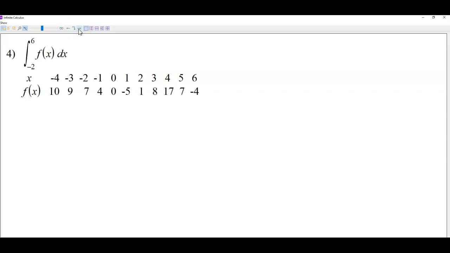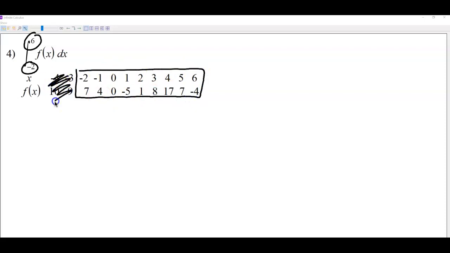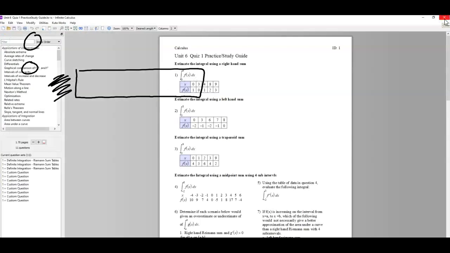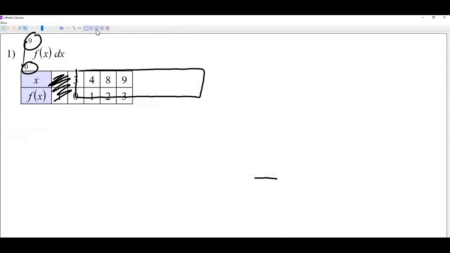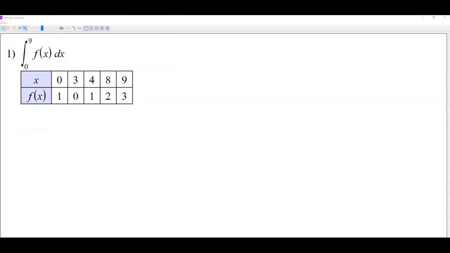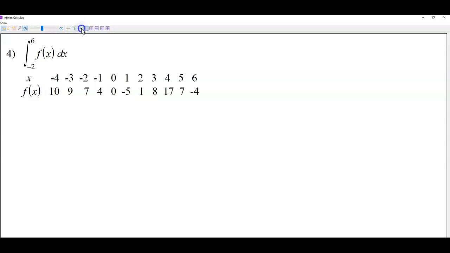Next, we have a midpoint sum. So you want to pay attention to a couple of details here. Notice that we're only going from -2 to 6. So I'm only looking at this much of my table. We aren't using this at all. Okay. I believe the directions also stated something to the effect of a certain number of subintervals. See, it says do 4 subintervals. Okay. So if I'm going to do 4 subintervals, let me bring back where I was.